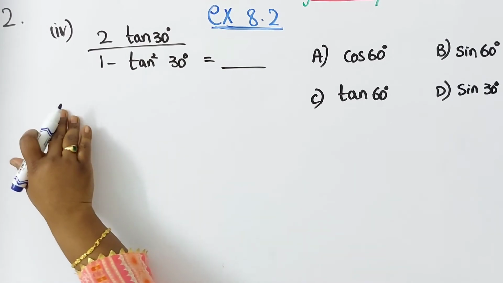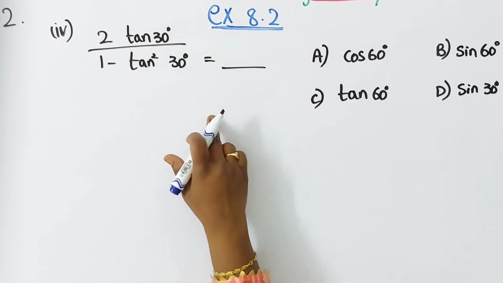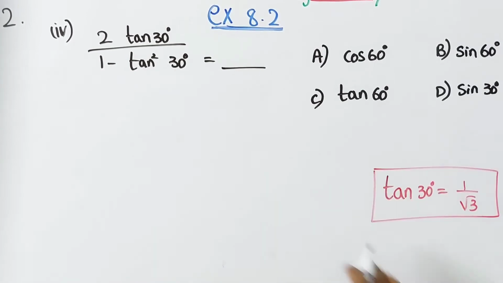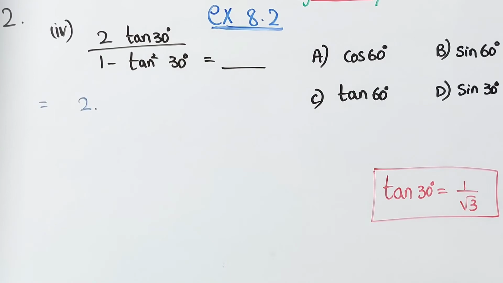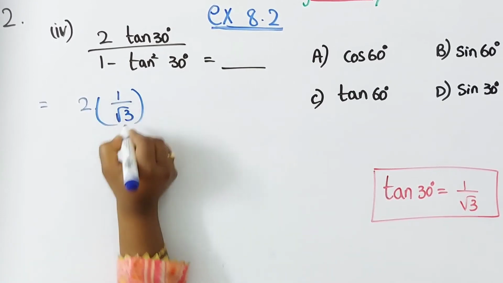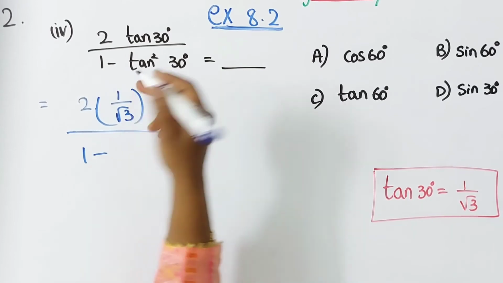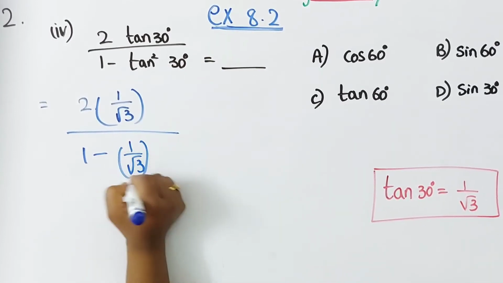Now the fourth question, children. 2 tan 30 degrees divided by 1 minus tan square 30 degrees. Right? We already know that tan 30 degrees equal to 1 by root 3. Let's substitute the value here. 2 tan 30, tan 30 means 1 by root 3, divided by 1 minus tan square 30. That means 1 by root 3 whole square, children.